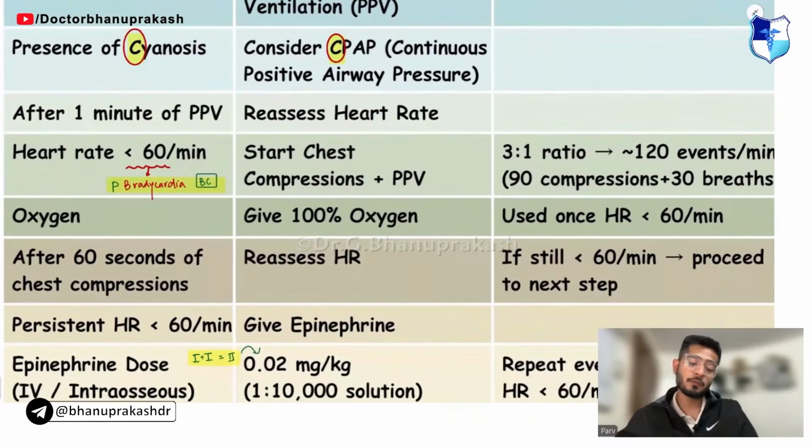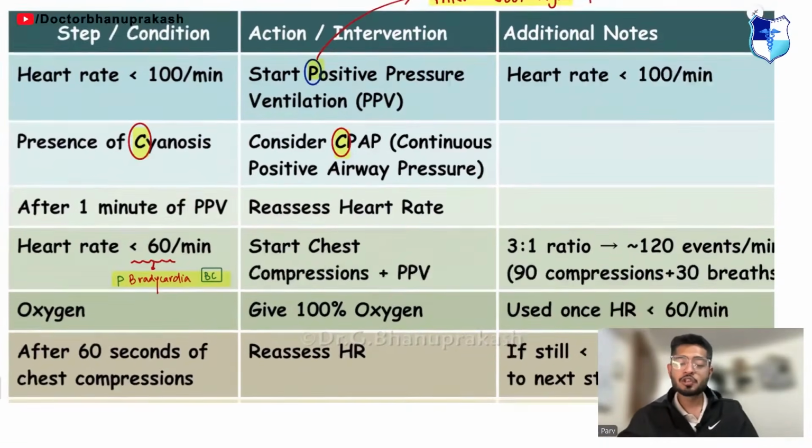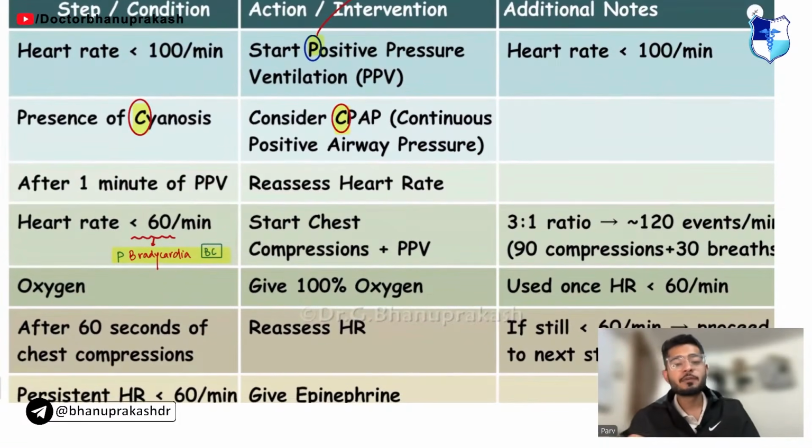And next, what do you have? After 1 minute of positive pressure ventilation, if heart rate was less than 100, you started positive pressure ventilation. If there is cyanosis, you started CPAP. So after 1 minute of PPV, you have to reassess the heart rate. They are going to ask you, the child was unconscious and we gave 1 minute of PPV. Now what will you do? You are going to check the heart rate.